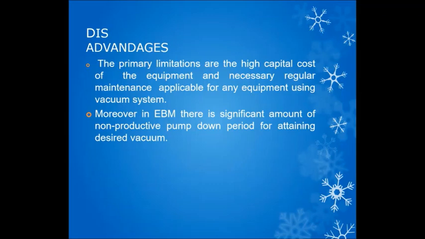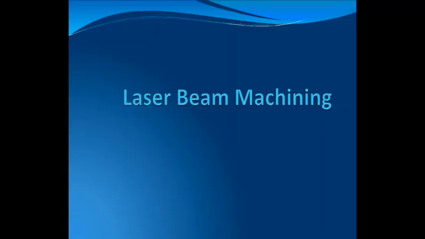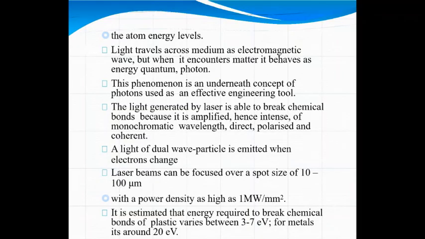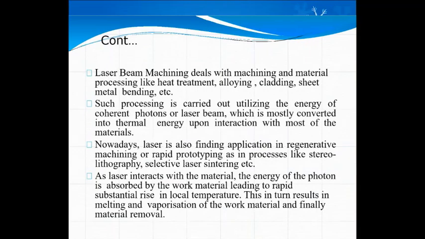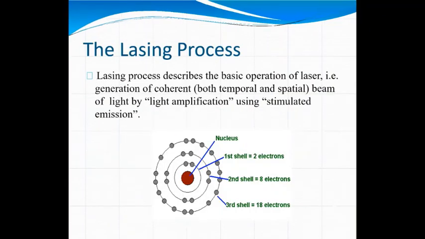The last one is laser beam machining. In this we are utilizing laser light for doing the operation. Laser beam machining deals with machining and material processing like heat treatment, alloying, cladding, sheet material bending, etc. The laser process describes the basic operation of the laser, that is, generation of coherent light, absorption, and spontaneous emission.